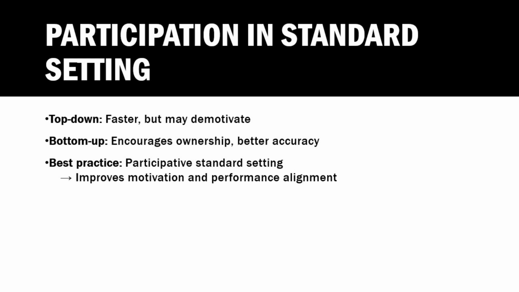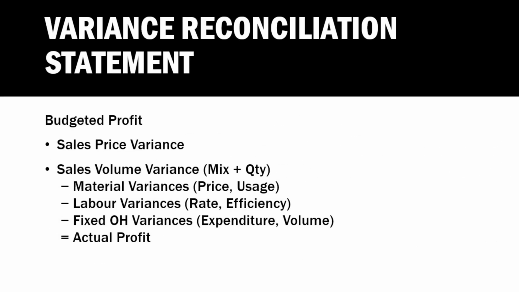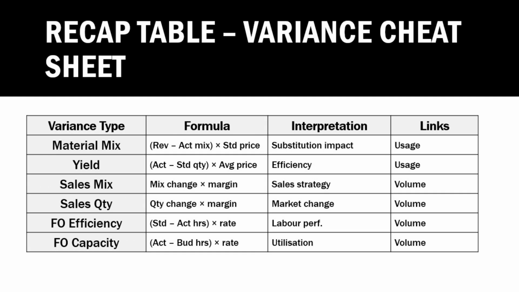When setting standards, top-down methods are fast but may cause resistance, while bottom-up methods improve accuracy and engagement. The best approach is participative standard setting, combining both accuracy and motivation. To reconcile variances to actual profit, start with budgeted profit, add sales price and sales volume variances, then subtract material, labor, and overhead variances. The result is actual profit, fully explained through variance analysis.